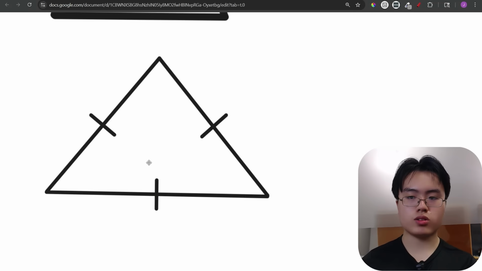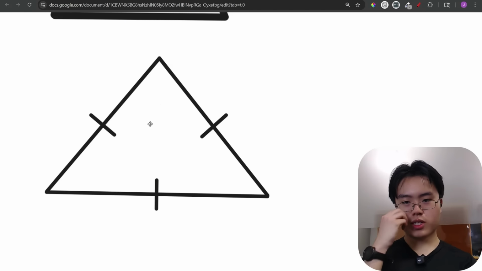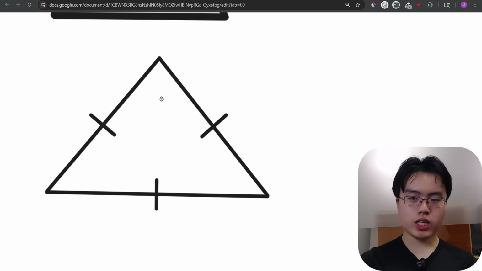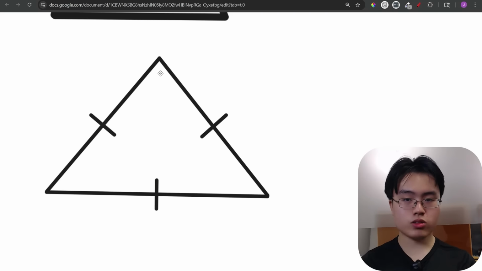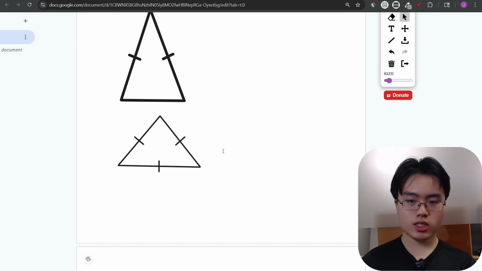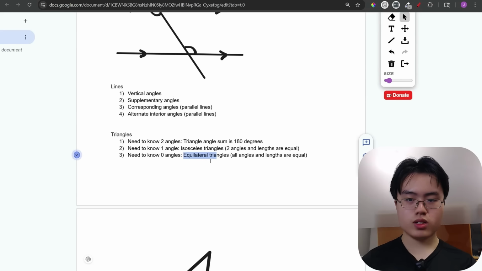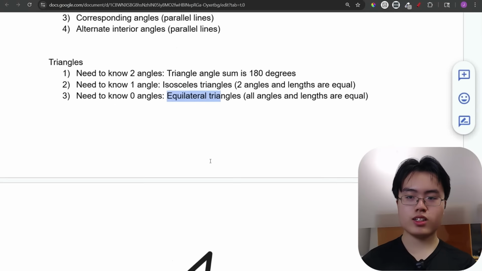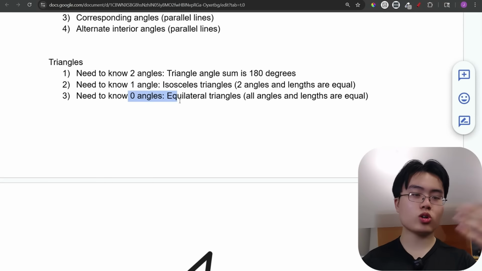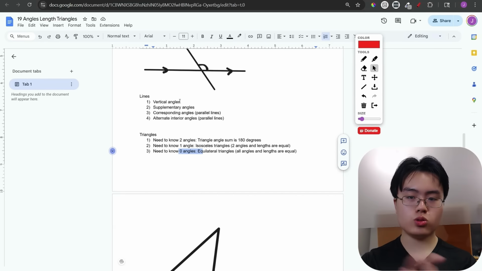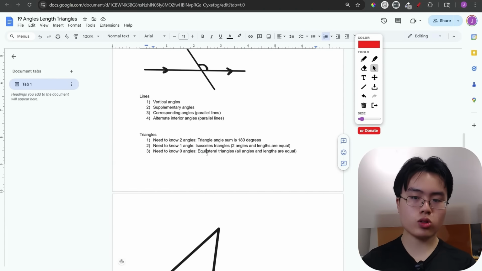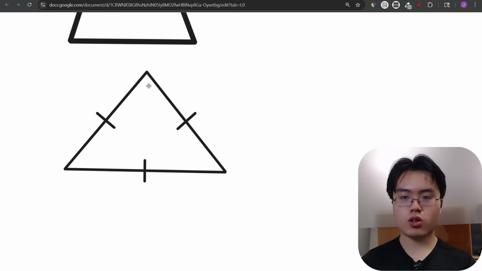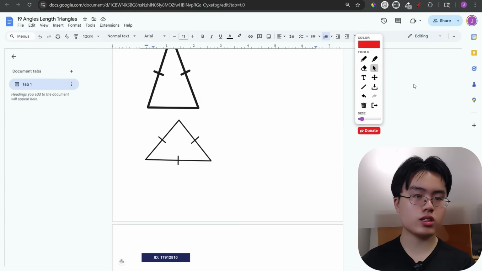But basically, equilateral triangle. You should have already learned this in high school, hopefully. But all the angles of an equilateral triangle are 60 degrees. So if you see an equilateral triangle, then you don't need to know any angles. You don't need to know a single one of them because you already know by default. The question doesn't need to tell you what any of the angles are. As long as you know it's an equilateral triangle, you know by default that all the angles are 60 degrees.